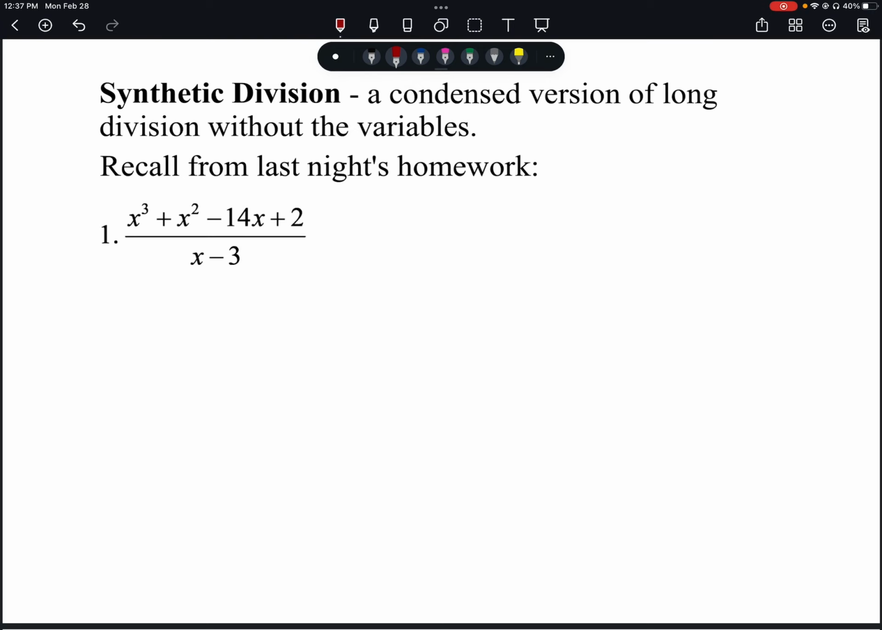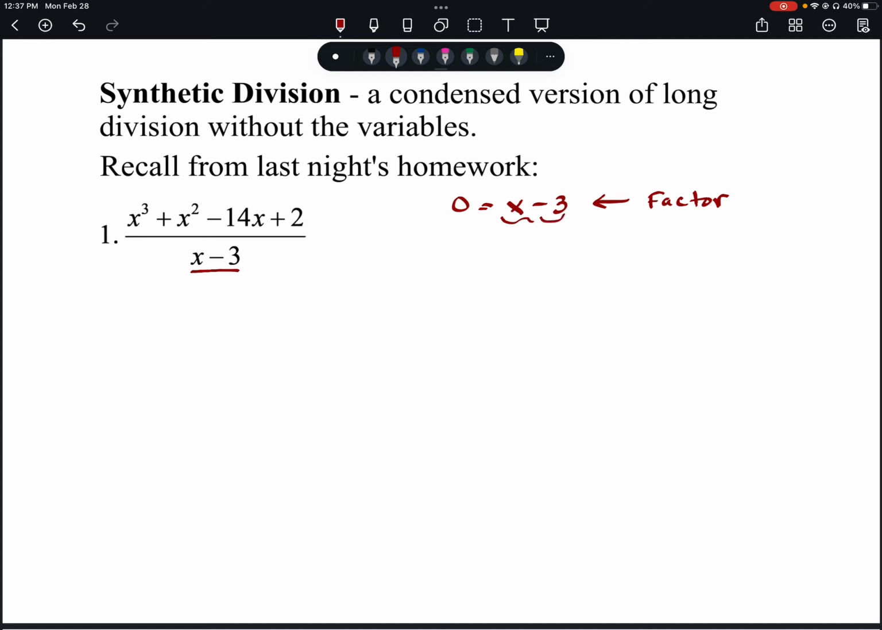So this problem came from the homework. We have x to the third plus x squared minus 14x plus 2. In order to do this, if you don't remember it, first thing, we notice that this fits that form that we just talked about, x plus or minus a. Right now we have x minus 3, and this is a factor. When we see something like that, it could be like x minus 3 is equal to 0. But this is a factor of something.